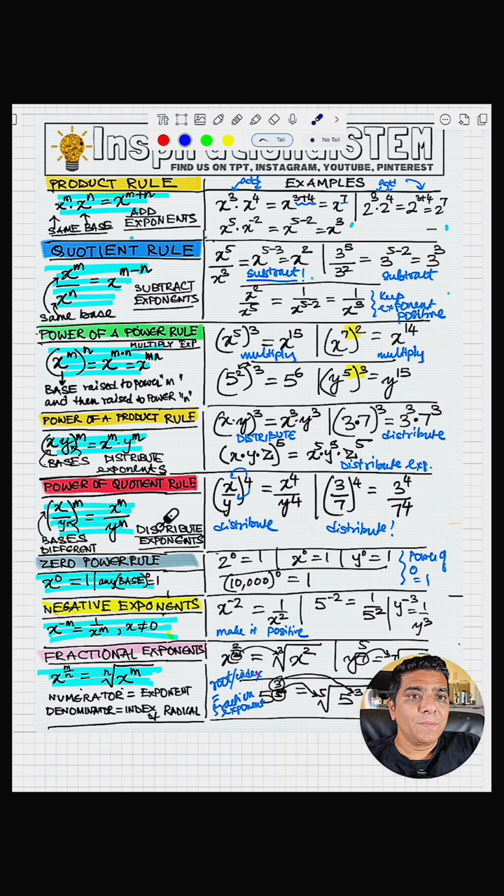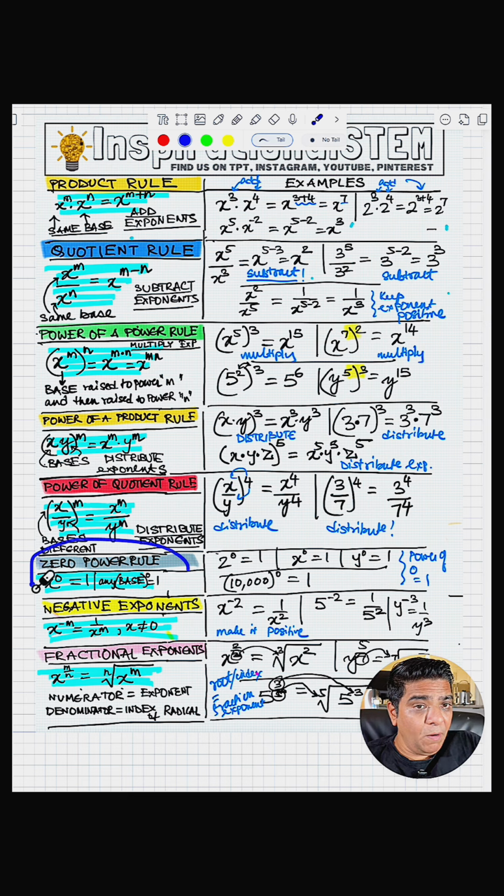All right, very good. So power of a quotient, same as before, except this is a division now. So what we're going to do, we have different bases, but we have the same exponent that's going to get distributed into the x and into the y. Let's take an example, x divided by y, to the power of 4. So the 4 gets distributed to the x and to the y. So x to the 4th divided by y to the 4th.